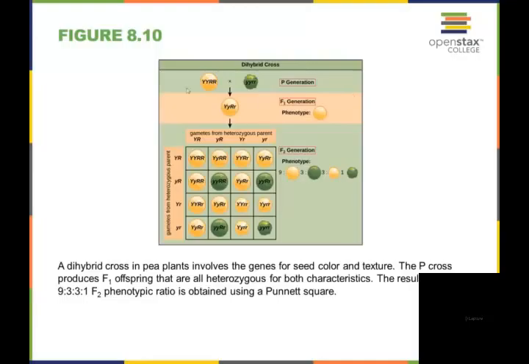So that small y and the small r end up right here. You do the same thing for the second parent because it's going to provide one that's the sperm, one that's the egg. So then you bring all four of these letters down into the box, and you'll fill in each of those. So what you'll find in here is you're going to get a ratio of 9 that are yellow and round, 3 that are green and round, 3 that are yellow and wrinkled, 1 that is green and wrinkled. So you have the 9 to 3 to 3 to 1 F2 phenotypic ratio.